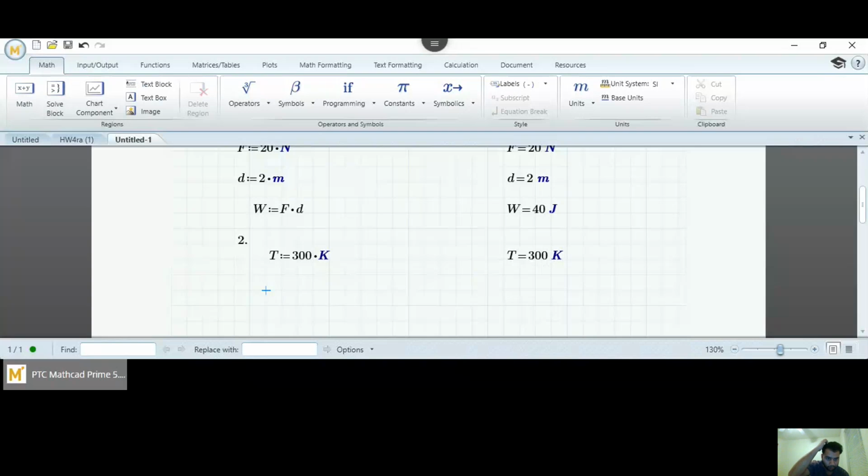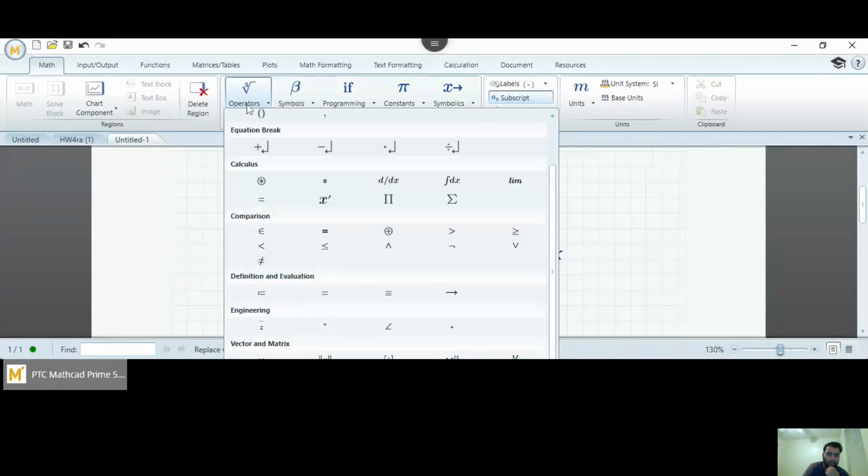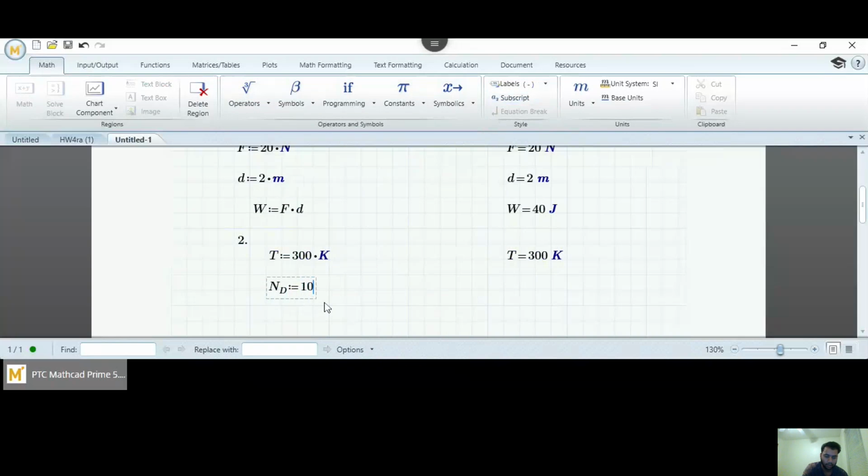Now I'm going to suppose the concentration of doped atoms is, suppose, 10 to the power 17, in number of atoms per cubic centimeter. So we just need to define this one like this, and here we can do this. Then it puts the value.